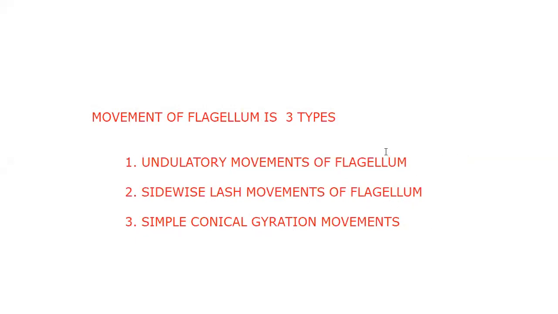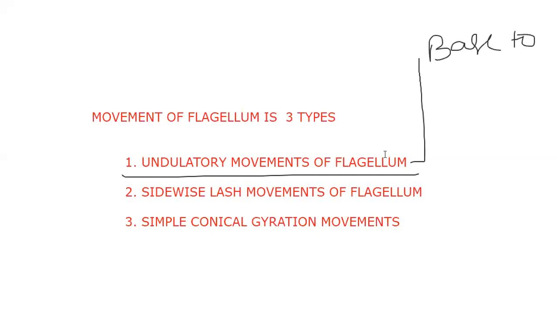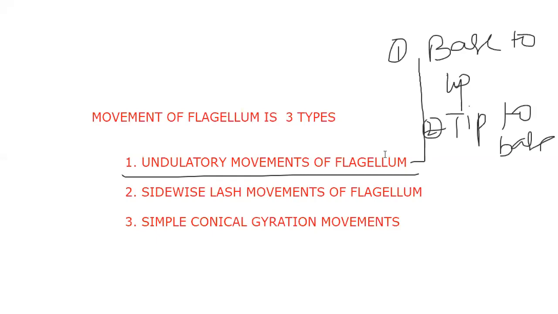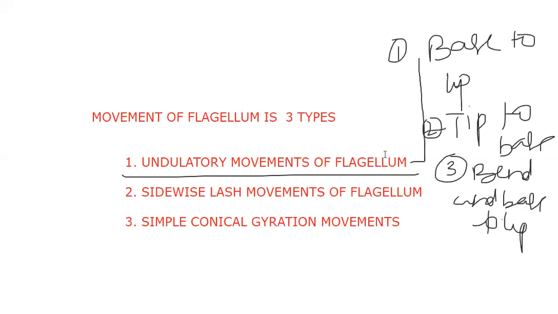When we talk about the undulatory movements of flagellum, undulations may be from base to tip or tip to base. Here we learned three issues. We have seen so many, but when it comes to the textbook, we have three: base to tip, tip to base, and bend and base to tip.